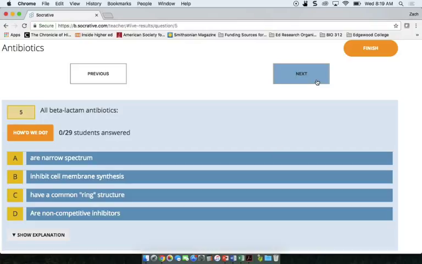All right, next one. What's true of all beta-lactam antibiotics? They are narrow spectrum, they inhibit cell membrane synthesis, they have a common ring structure, or they are non-competitive inhibitors. Now, this may not be in that table, and so this is one that we'll kind of ad-lib on a little bit afterward.